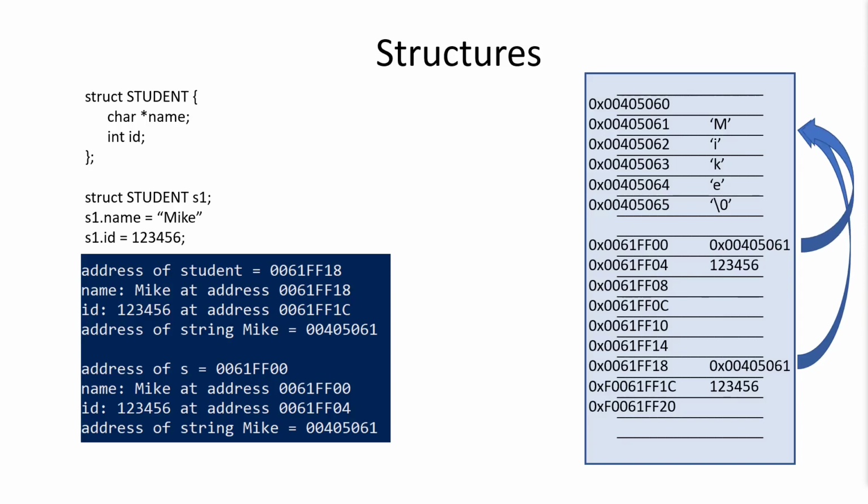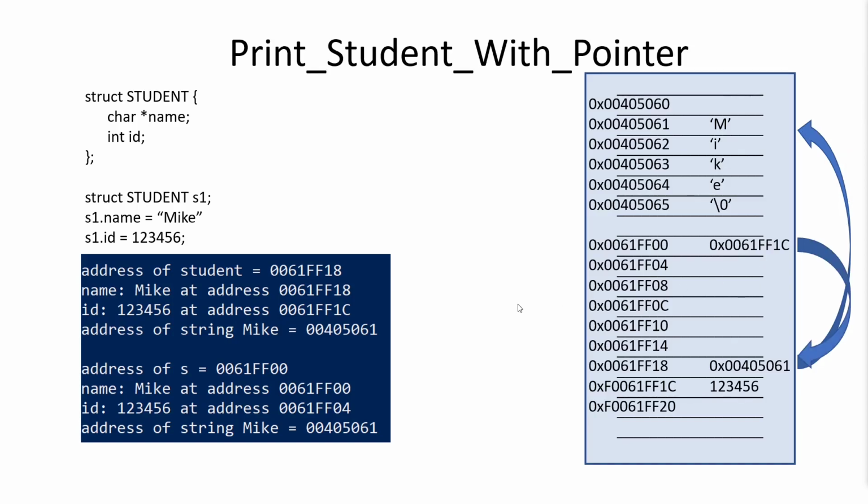Something like that. So it copied that pointer, and then we had to copy the data also. Now, when we called the print student with pointer function, all we did was create a pointer to the data that was already in main.